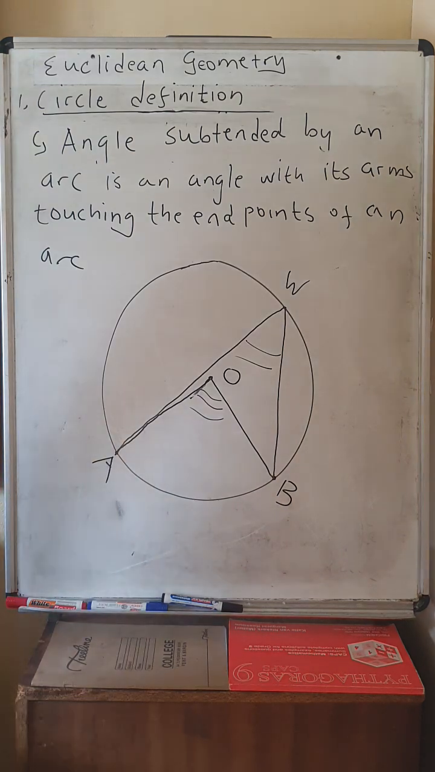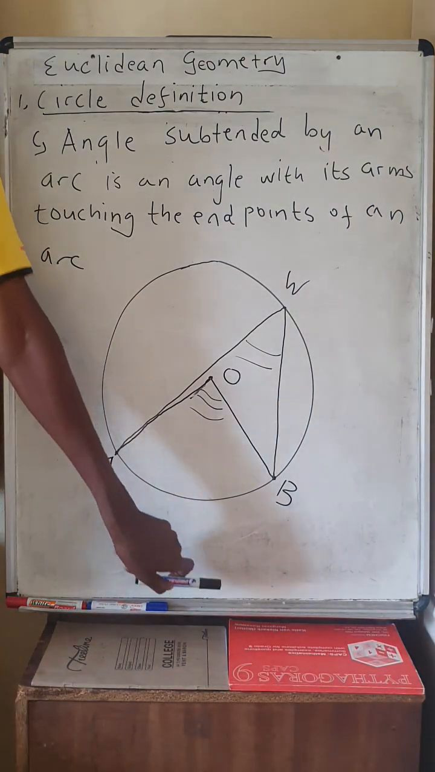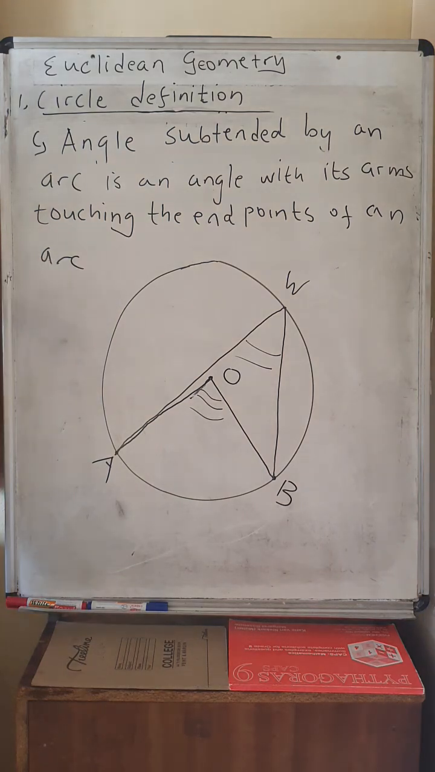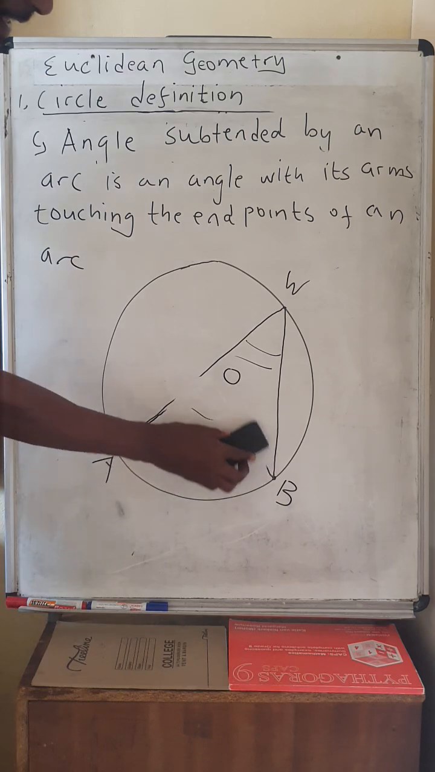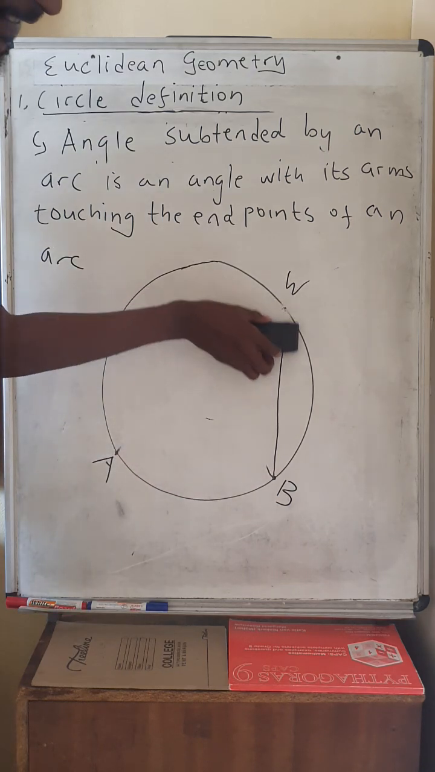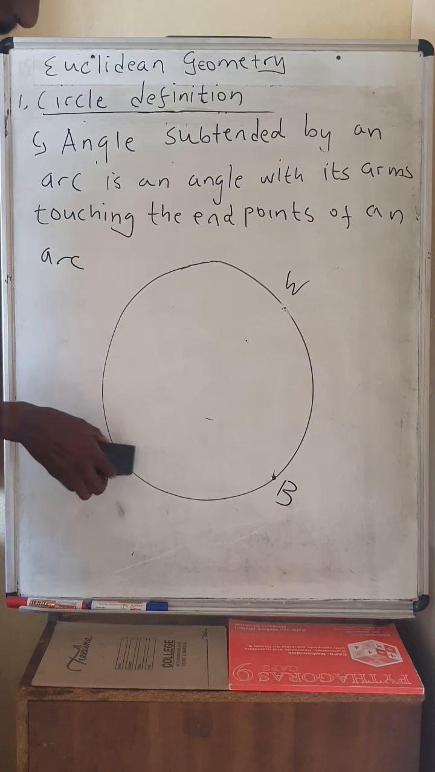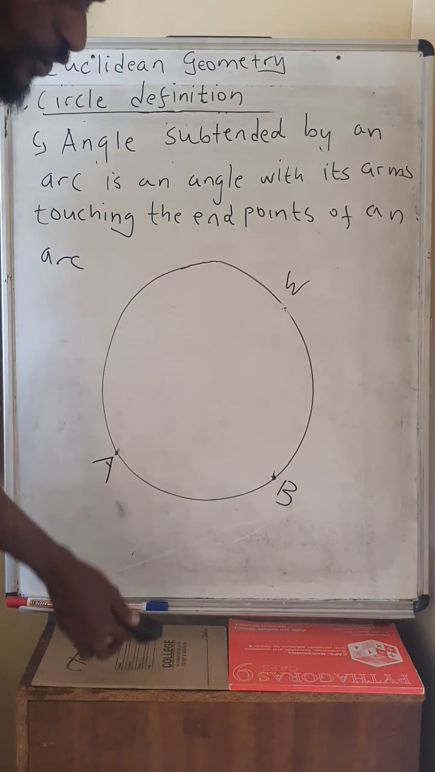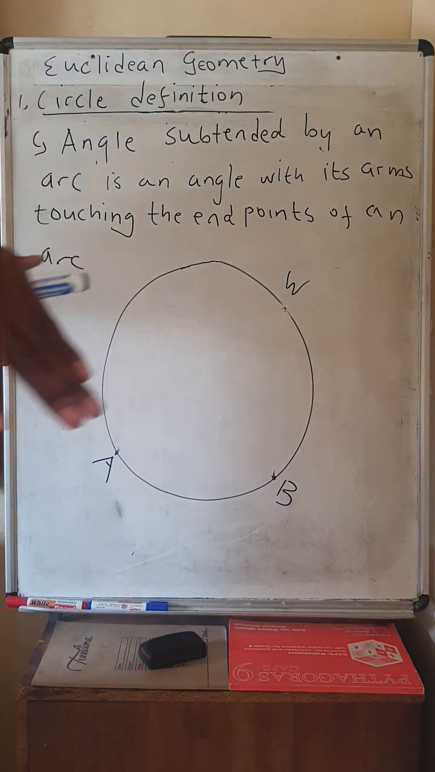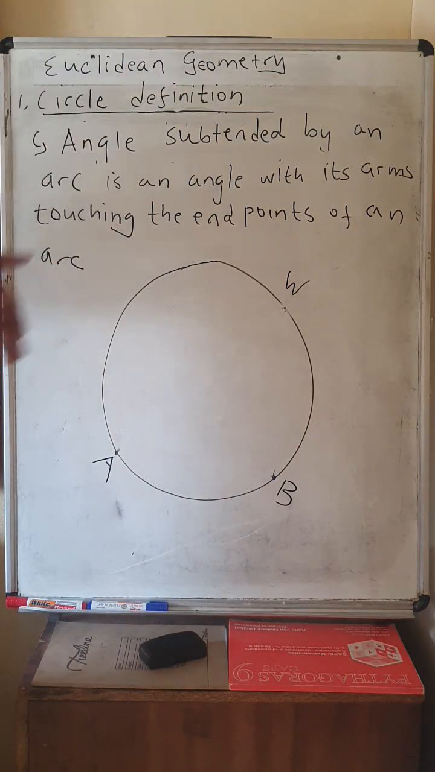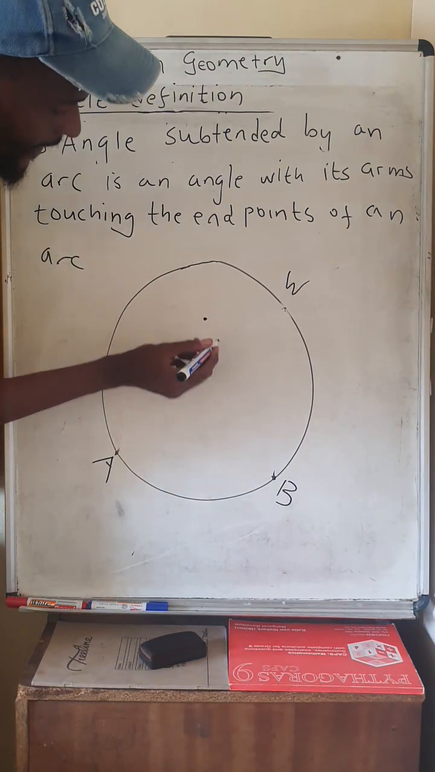So even with this situation, like I've been saying with a chord, the easiest way to see whether the angle is being subtended by an arc or not is by simply following its arms from the vertex. An angle that is subtended by an arc will always have its arms touching the circumference if you follow those arms from the vertex. For instance, if you give me an angle here, let me say this is angle.